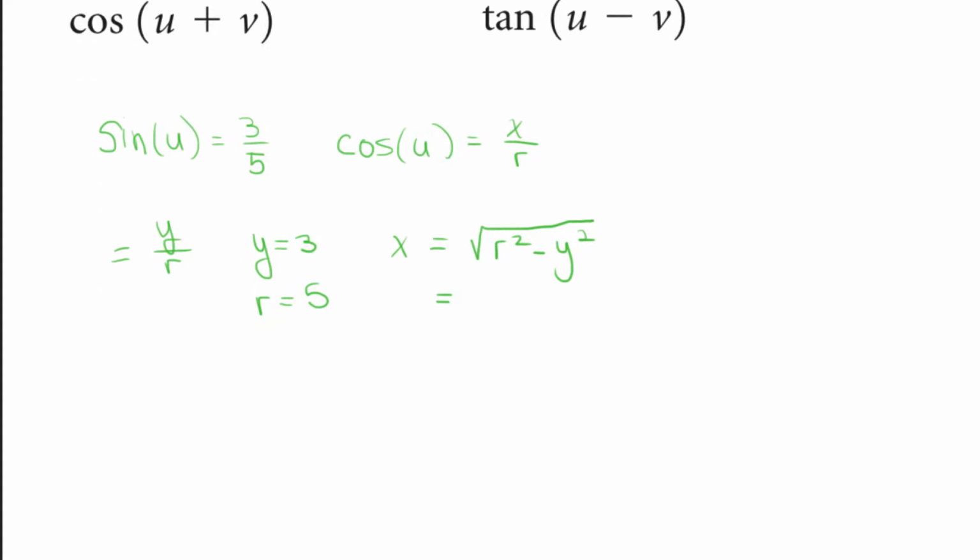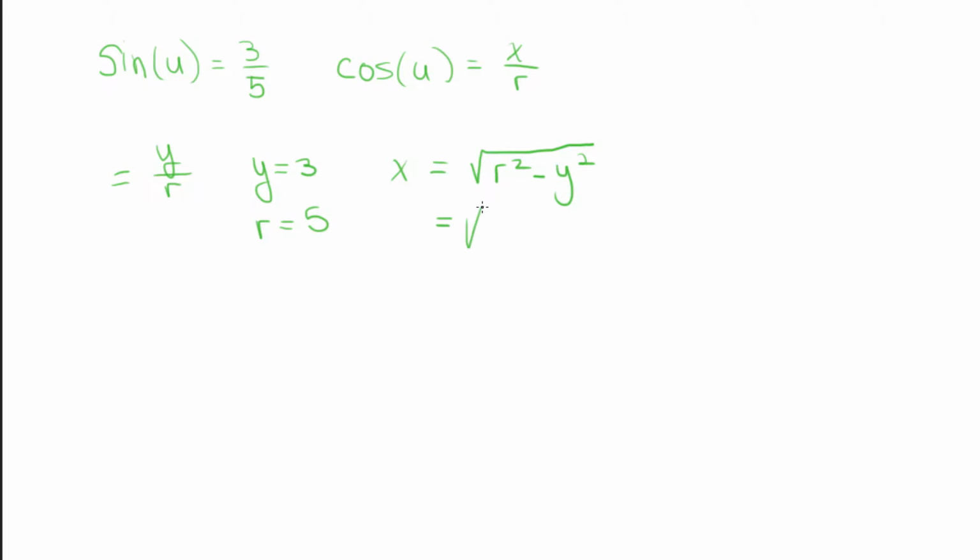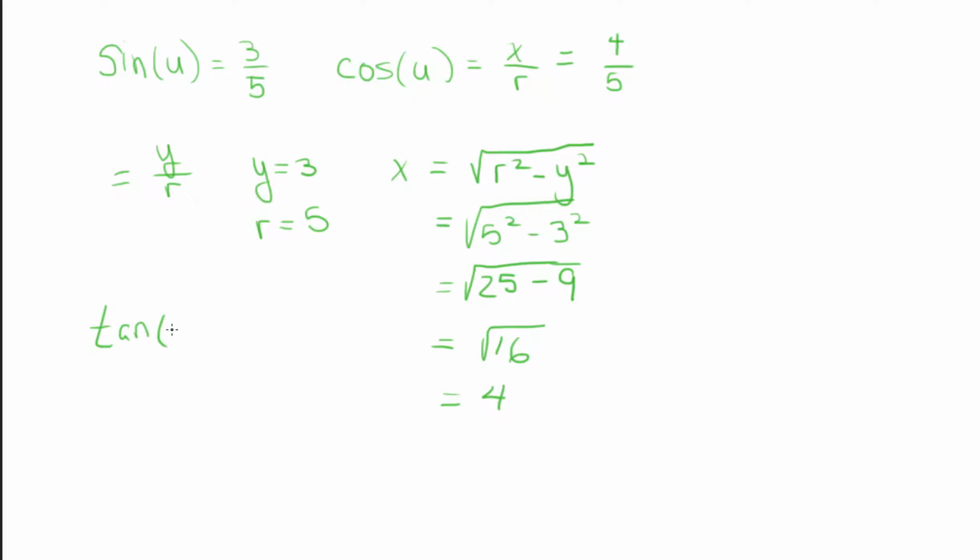So what is that equal to? Well, you just have to plug in. r squared is 5 squared minus y squared is 3 squared. So 25 minus 9, which is equal to the square root of 16, which is equal to 4. Therefore, cosine of u is equal to 4 over 5. Now you can also find tangent of u. It's going to be useful for the second example. So tangent of u equals y over x. Therefore, it's equal to 3 over 4.